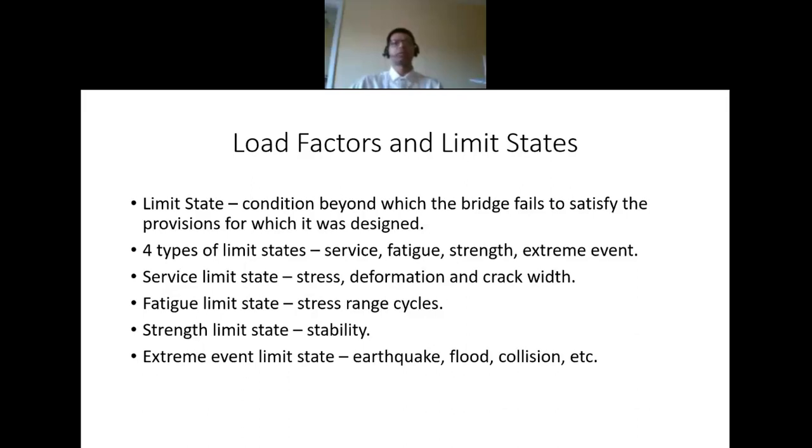Service limit state corresponds to stress, deformation, and crack width. Fatigue limit state corresponds to stress range cycles, which is the number of times a force acts on the bridge and releases. So once it acts and releases, that forms a cycle. And over a period of time, that contributes to fatigue limit state. Strength limit state corresponds to stability. And extreme event limit state corresponds to earthquakes and other natural calamities.